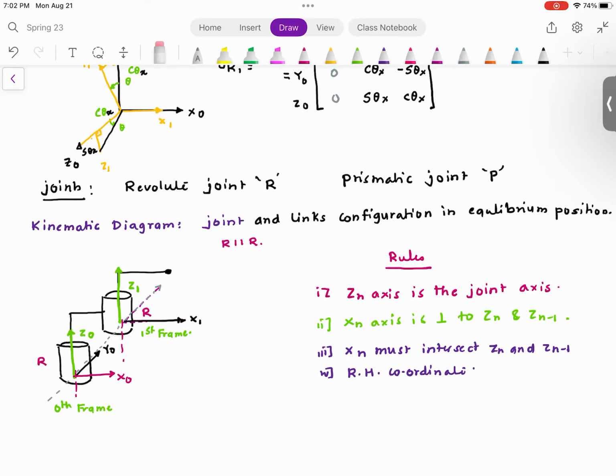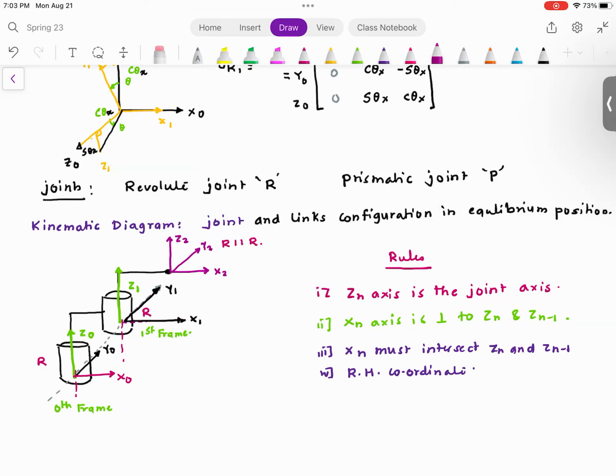Okay, now I need to complete the triad. That triad is y1. And the last thing is, I need to set up, again, even though there is no joint, a coordinate frame on the end effector. The easiest way to set up a coordinate frame on the end effector is to duplicate the coordinate frame that we have before. So this is going to be x2. This is going to be z2. And this is going to be y2.